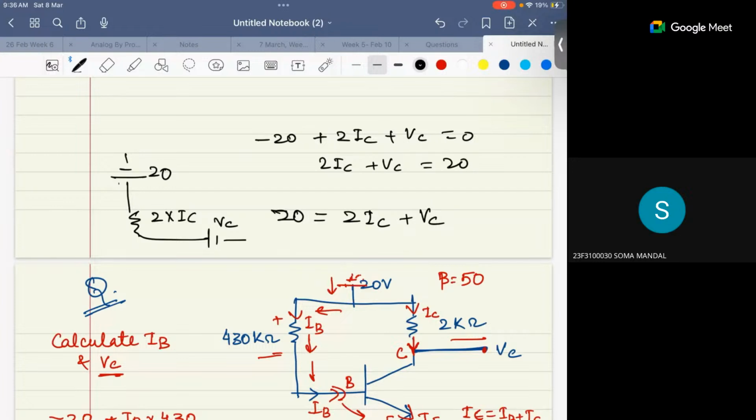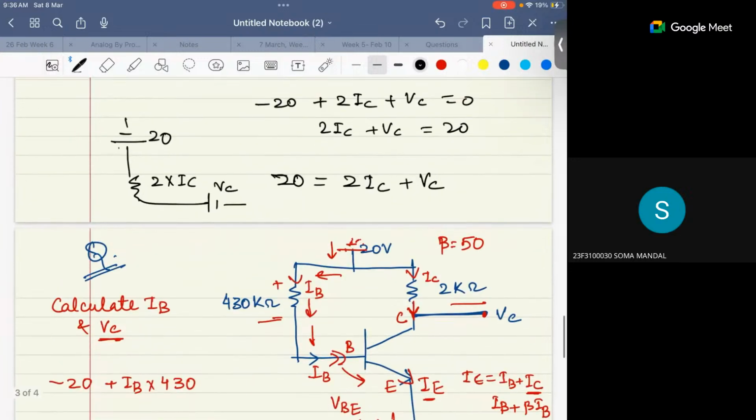Sir, why do you think of it separately? Two separate circuits, please. I can't understand that. Which two separate circuits? Separate paths. IB and IC, two separate equations, separate paths.